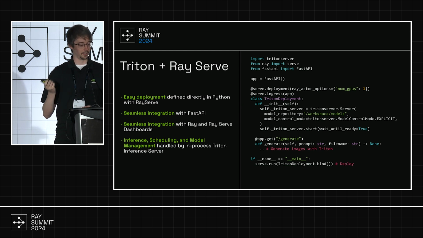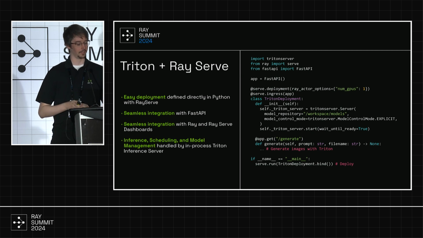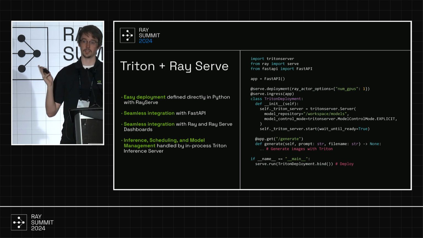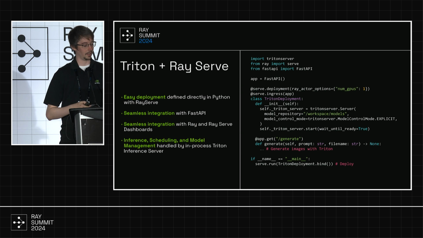Now that you have a Triton object handle in Python, you can define your inference logic. We have an example generate function here that I'll go into more detail on. But through a simple call to the Triton process API, you get things like the scheduling, the model management, and the inference layer from Triton, while also getting the FastAPI front ends, the deployment scalability, and just the ease of use that RayServe offers in Python. So let's walk through an example of how this looks.